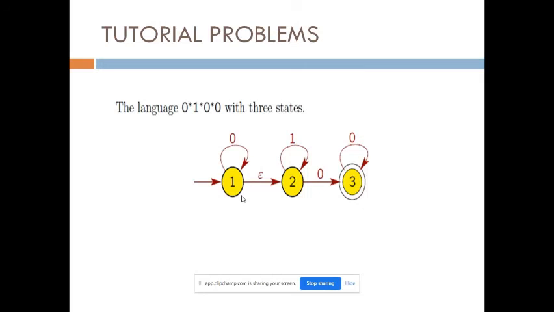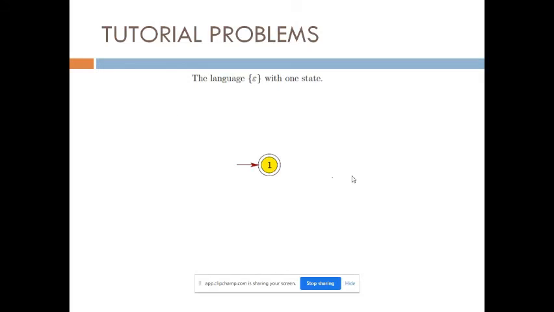And then the language 0 star, 1 star, 0 star, and 0. You can have any number of zeros for 0 star, and any number of ones for 1 star, then any number of zeros again for the next 0 star, and then a 0. So that is 0 star, 1 star, 0 star, and 0. And the language empty with one state. It has only one state, which is the starting state as well as the final state.